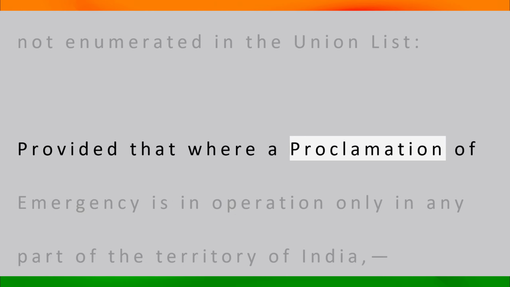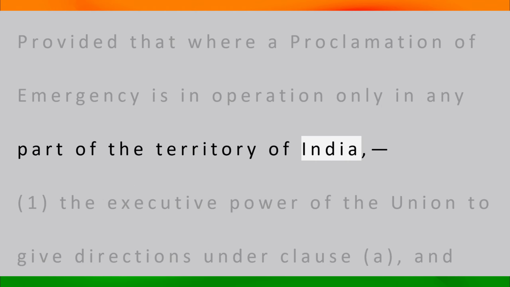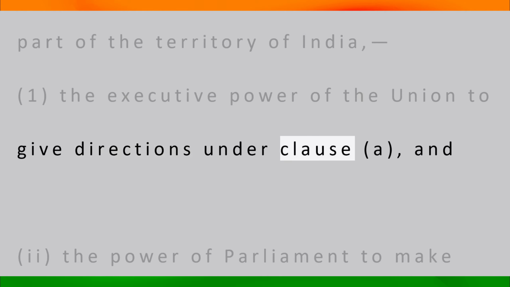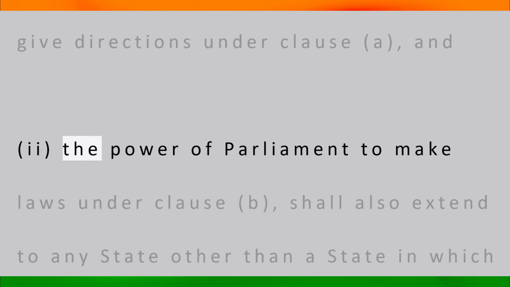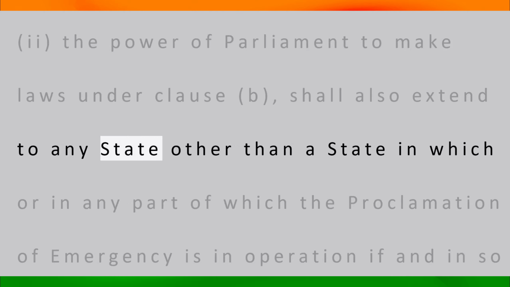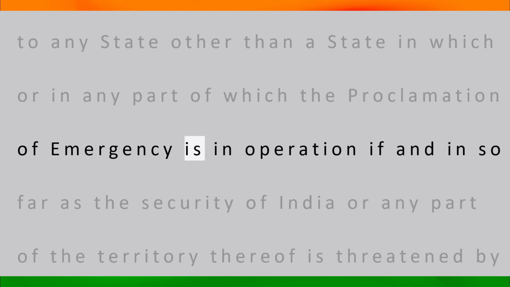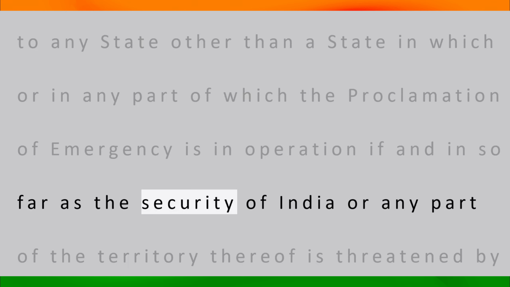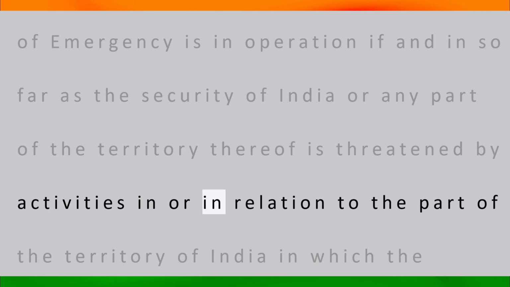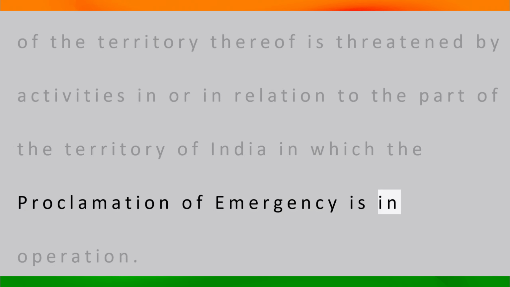Provided that where a proclamation of emergency is in operation only in any part of the territory of India. 1. The executive power of the Union to give directions under Clause A, and 2. The power of Parliament to make laws under Clause B, shall also extend to any state other than a state in which or in any part of which the proclamation of emergency is in operation if and in so far as the security of India or any part of the territory thereof is threatened by activities in or in relation to the part of the territory of India in which the proclamation of emergency is in operation.